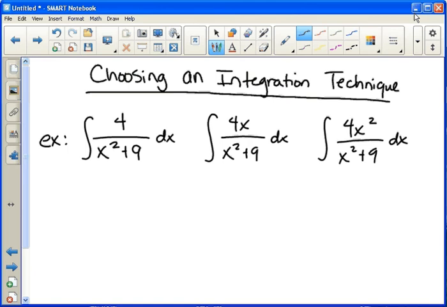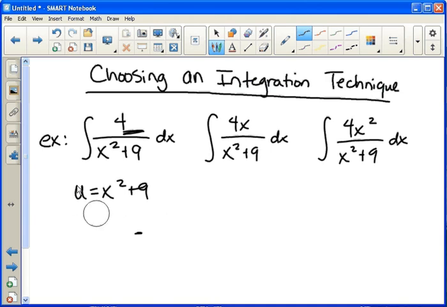Okay, we are going to solve each one of these. If we look at the first one, 4 over x squared plus 9, u substitution is not going to help us here, because if we say u equals x squared plus 9 and then du equals 2x, we've got a problem, because we don't have an x on top. We've got nothing we can work with. So u substitution fails us.